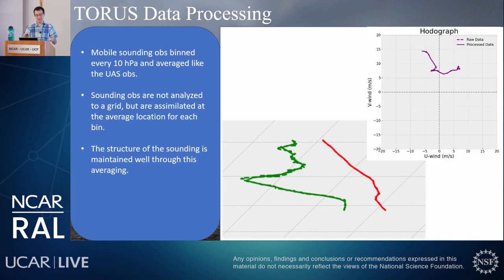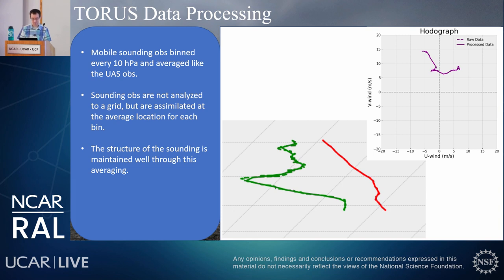You might be wondering about the soundings, though. For the mobile sounding observations, I bin those every 10 hPa like the UAS obs and average them, but they're not analyzed to a grid. They're assimilated at the average location for each of those 10 hPa bins. I did some tests to see if the structure of the sounding is kept up well by this technique, and it is.